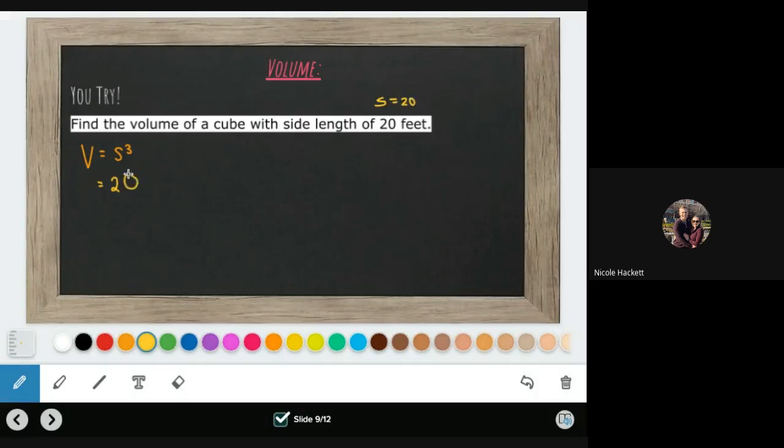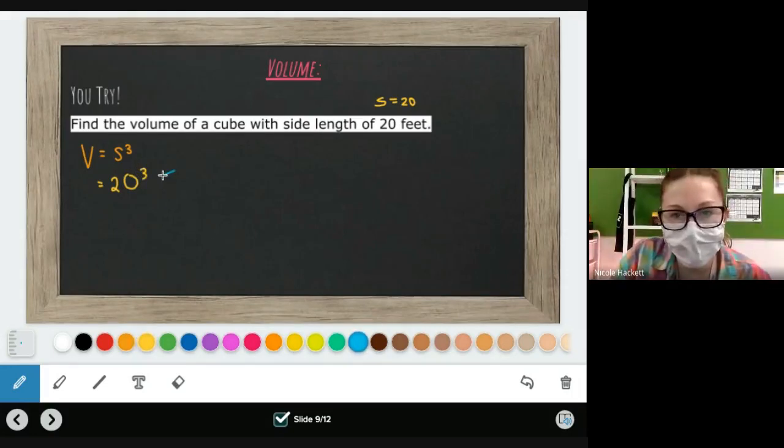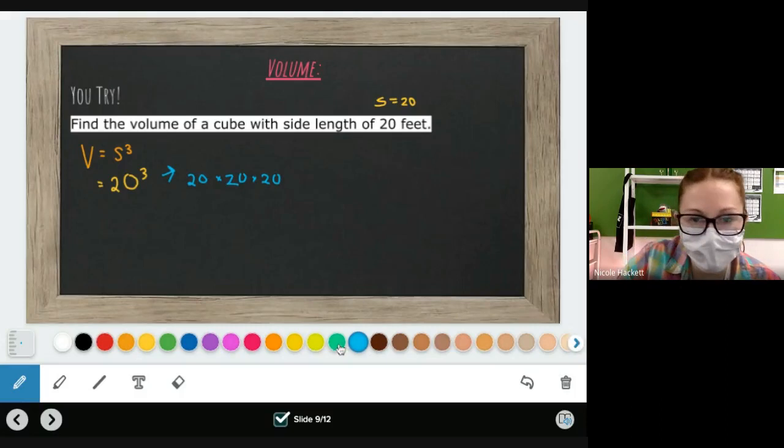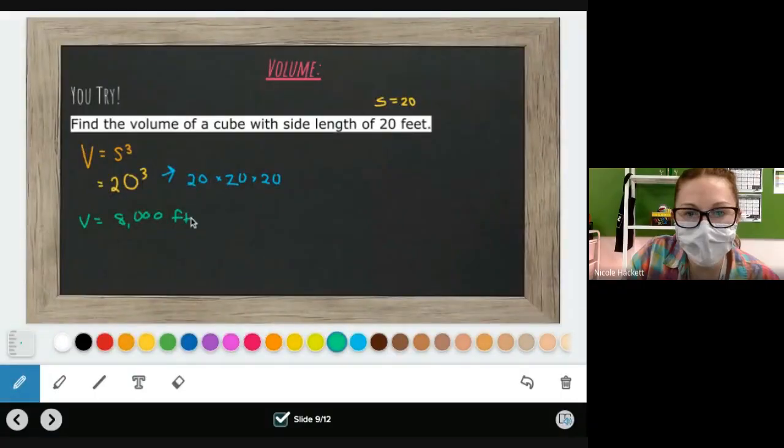So 20 to the third power, which remember, is the same as 20 times 20 times 20. You can also just put this in your calculator as 20 to the power of 3. And when we do that, we get the volume is equal to 8,000 feet to the third power, or cubic feet, or feet cubed.